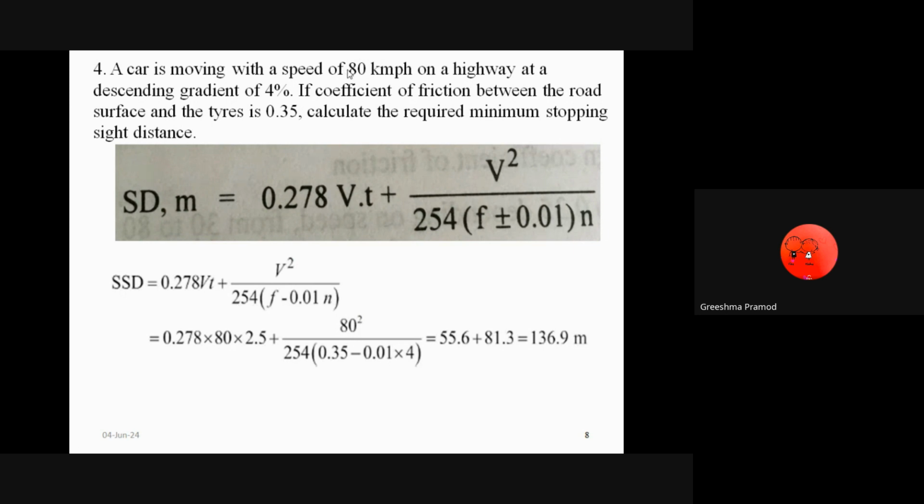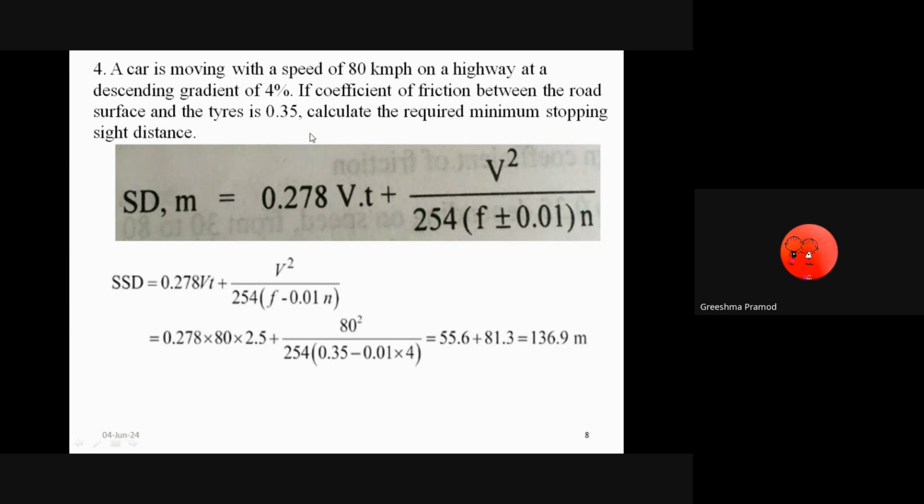Okay, so if I'm asking you, because it is 80, you're giving f as 0.35. What if it is 60? If it is 60 kilometer per hour, then 0.36 you need to provide. If it is 50, then 0.36. So that's a table which is given to you in your textbook.